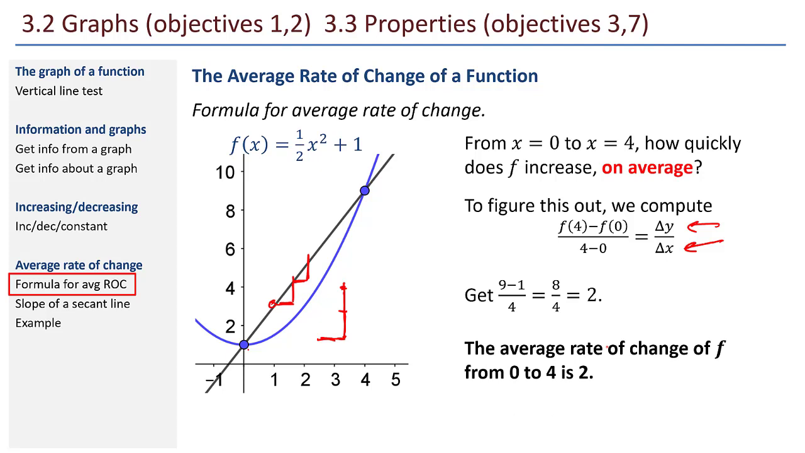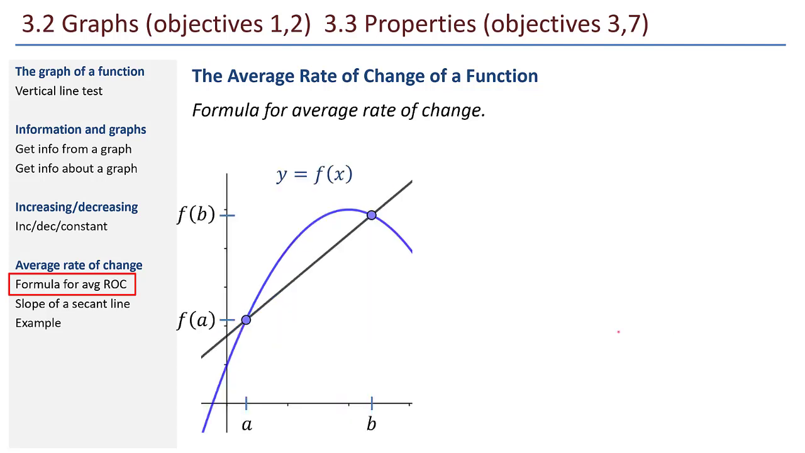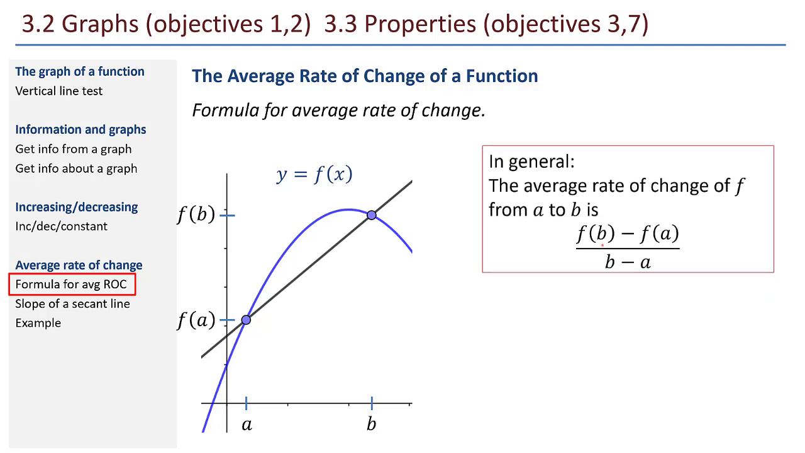The average rate of change of f from 0 to 4 is 2. Here's the idea in general, thinking about the formula for the average rate of change. I have a function, y equals f of x, and I have a graph, and I want to know from a to b, what is the average rate of change of this function? The average rate of change of a function f from a to b is f of b minus f of a divided by b minus a. There's our formula for the average rate of change over an interval.